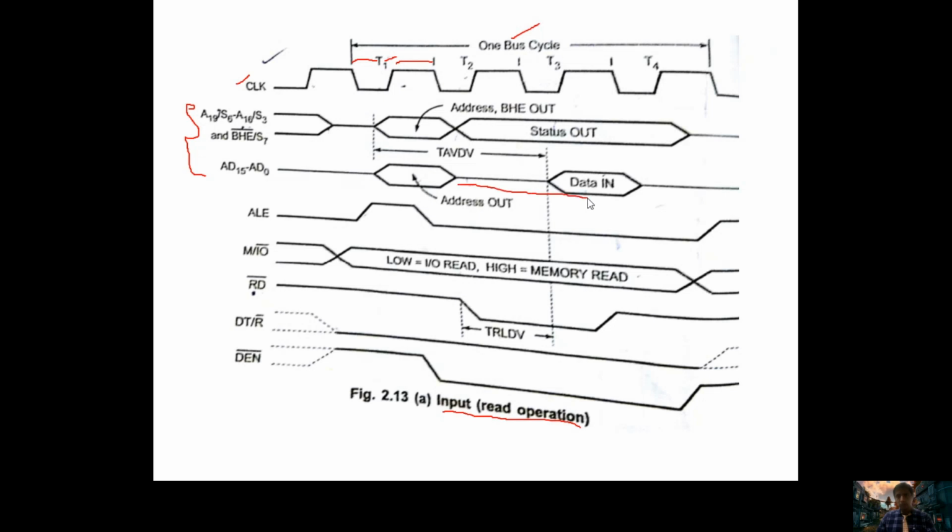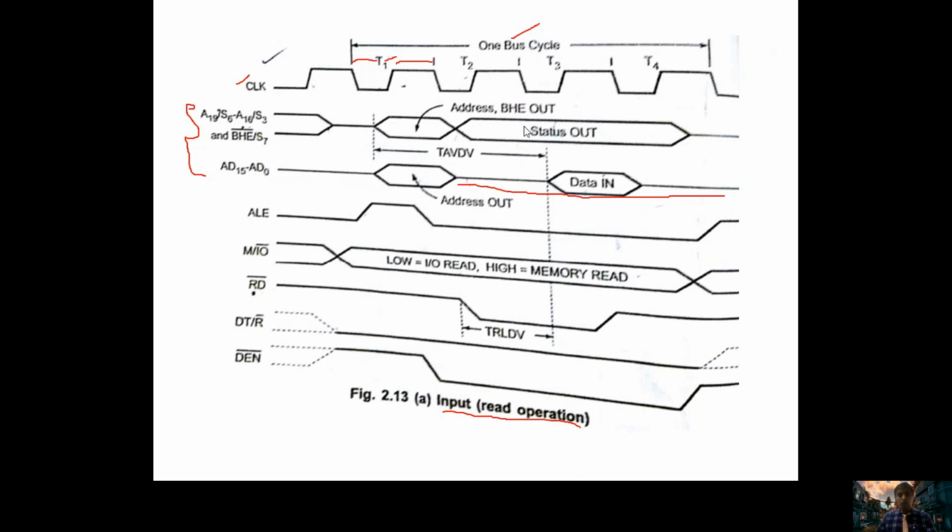So data lines are available from T2 to T3, T2, T3 and T4 time. So in this time we have data lines. Okay. So during the time of T1, what happens? Address and data lines are processed and made into pure address lines and data lines. At the end, what happens? We have data lines separately and address lines separately from T2 to T4.